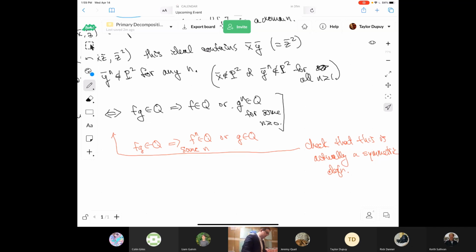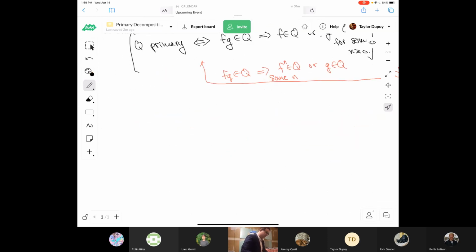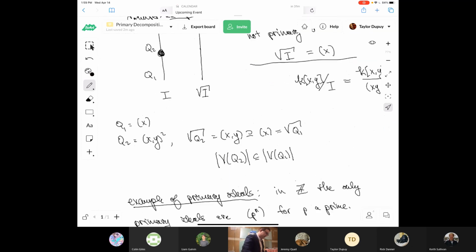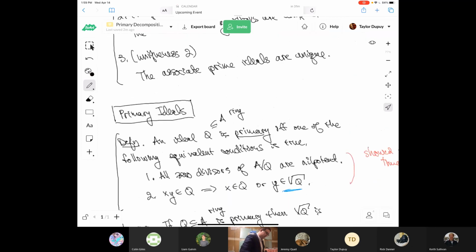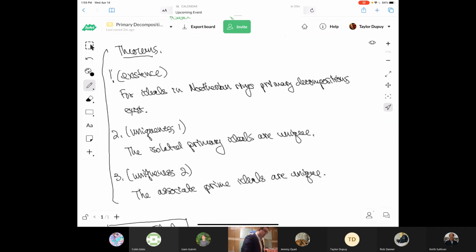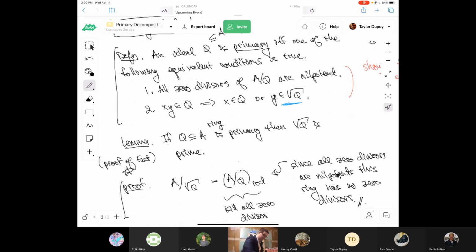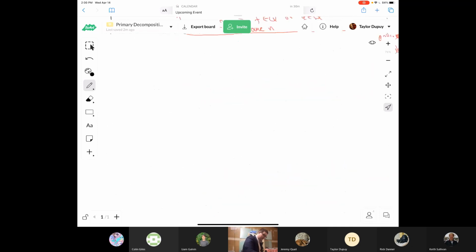Okay, so I need to give you the exercise for the day, and then we'll continue this next time. So next time we're going to prove these theorems here. So this is the big one, and along the way to prove this, I'm going to show you how to get the primary decompositions via the operation of saturation. Okay, so the exercise, the quiz problem.